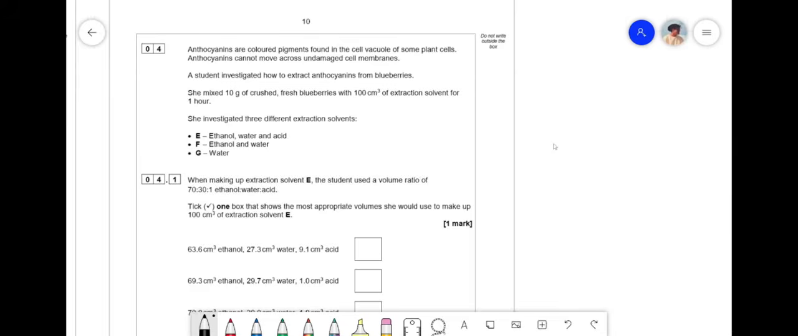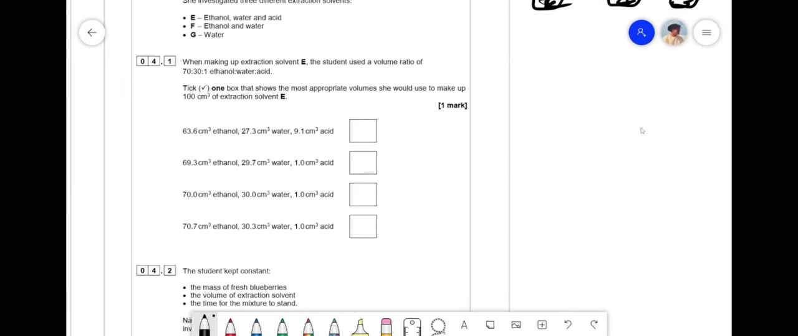Okay, so anthocyanins are colored pigments found in the cell vacuole of some plant cells. Anthocyanins cannot move across undamaged cell membranes. So this question presumably is going to start going on about cell membranes. A student investigated how to extract anthocyanins from blueberries. They mixed 10 grams of crushed fresh blueberries with 100 centimeters cubed of extraction solvent for an hour. They investigated 3 different extraction solvents. So what I'm guessing is they've got 3 different tubes here of stuff, and they put these crushed berries in, and they're looking at how much stuff gets released.